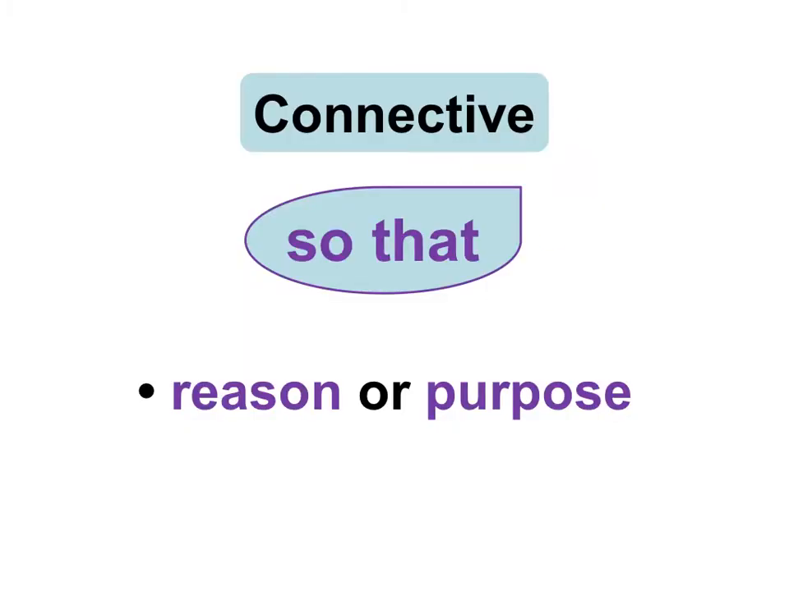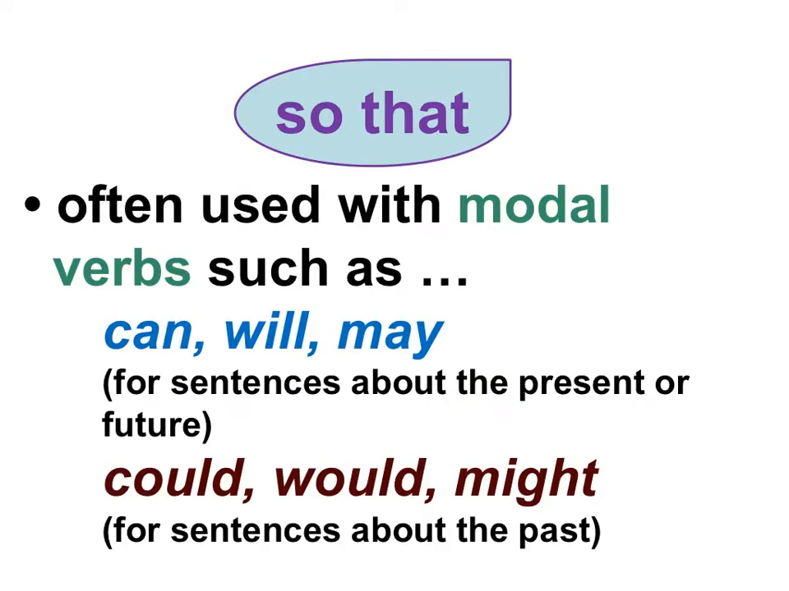Connective so that. We use so that to express reason or the purpose. We often use so that with modal verbs such as can, will, may for sentences about the present or future, while we use could, would, might for sentences about the past.